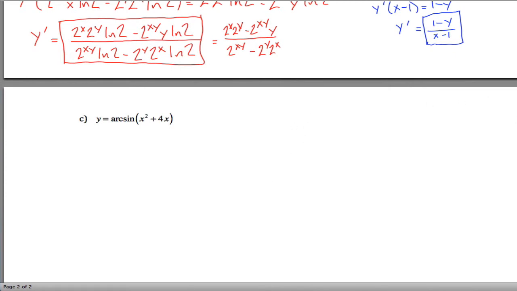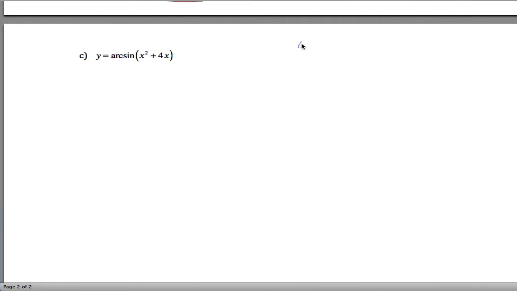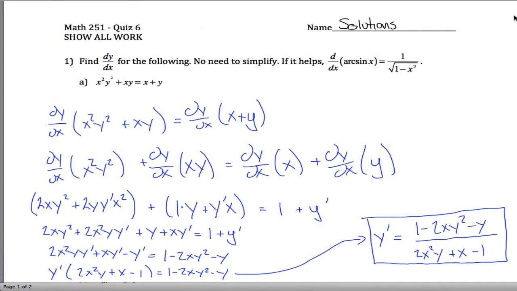Okay, arc sine. It tells me that arc sine of x, maybe I'm going to copy that down here, the derivative of arc sine of x is 1 over the square root of 1 minus x squared, I believe. Yep.